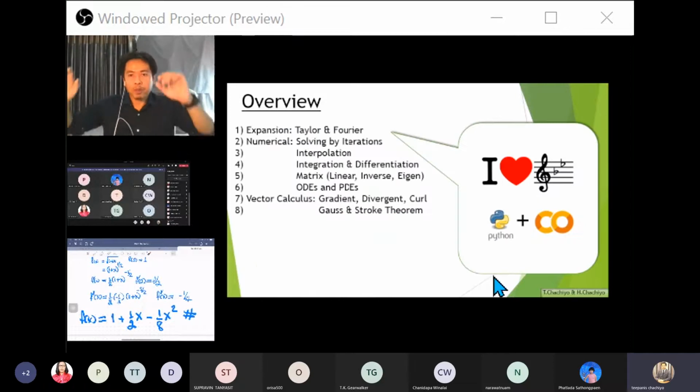Okay, so I have divided the 8 weeks of material into 3 groups. The first one is called the expansion. Of course, it's going to be very important as the basis of all the rest of the material.